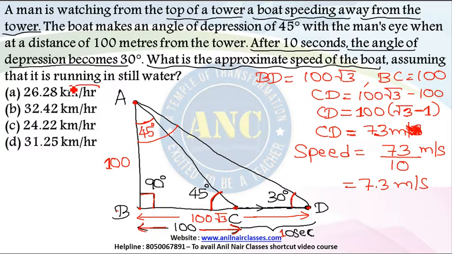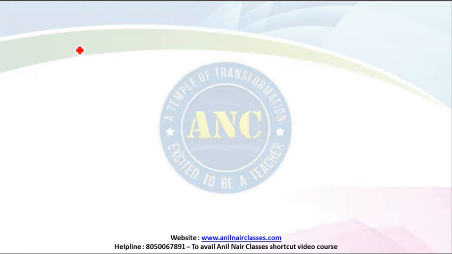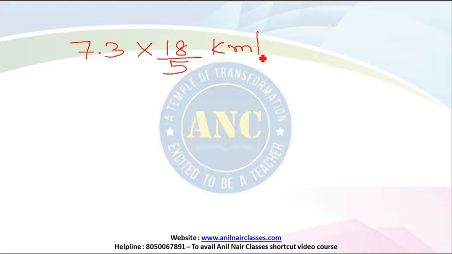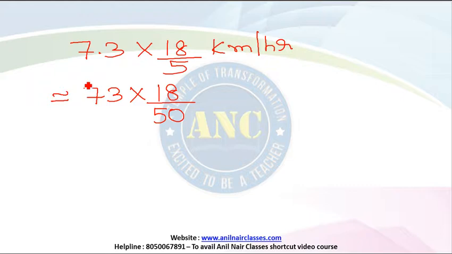But all the answer options are in terms of kilometers per hour. Convert it to kilometers per hour. 7.3 into 18 by 5 kilometers per hour. If I simplify further, this can be written as 73 divided by 18 by 50 kilometers per hour.